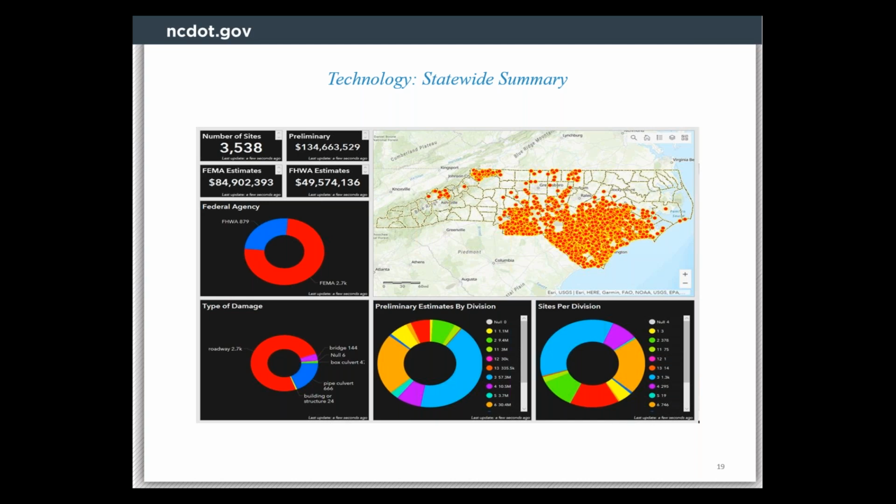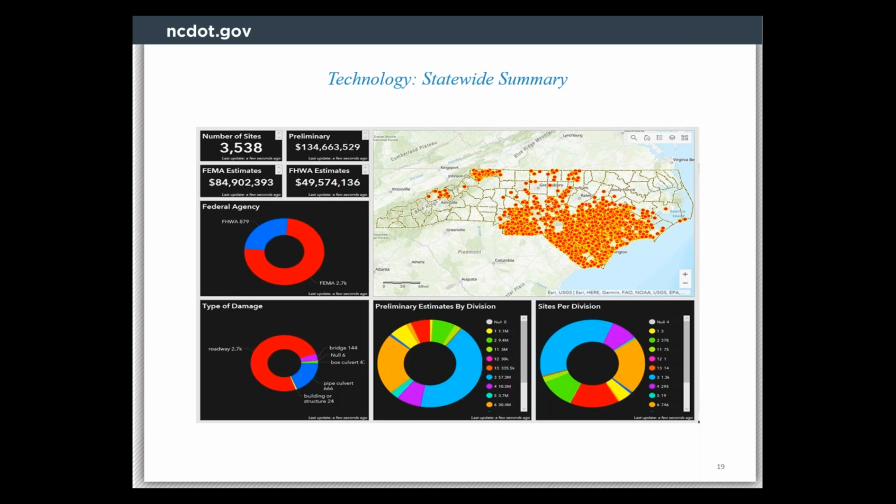This is a screenshot for you of what the state looked like soon after the event, and the preliminary damage assessment was completed. Again, close to 3,500 sites were identified at that time. While Josh and I were sitting in emergency management, he identified that you could build dashboards with this particular software. So we quickly began building dashboards when we saw that this picture of our state with all the dots on it was showing up on the news.